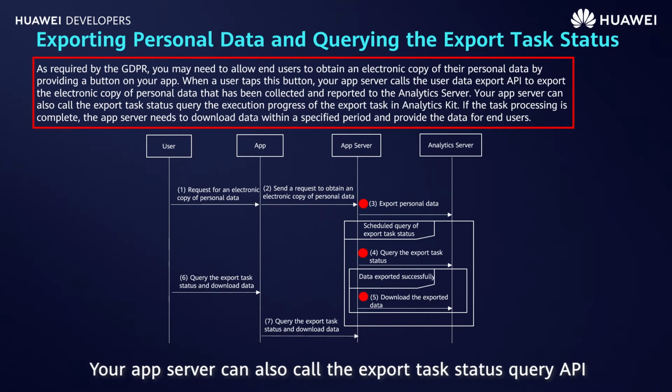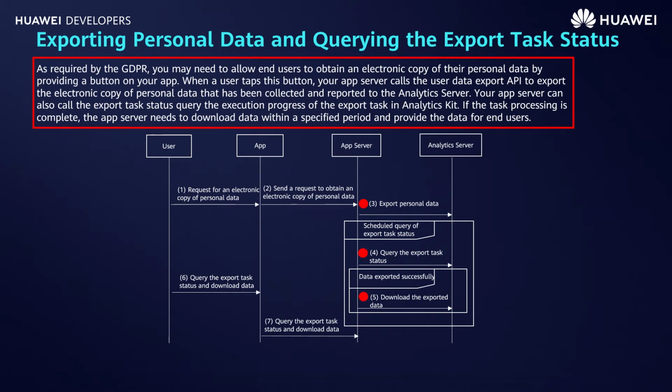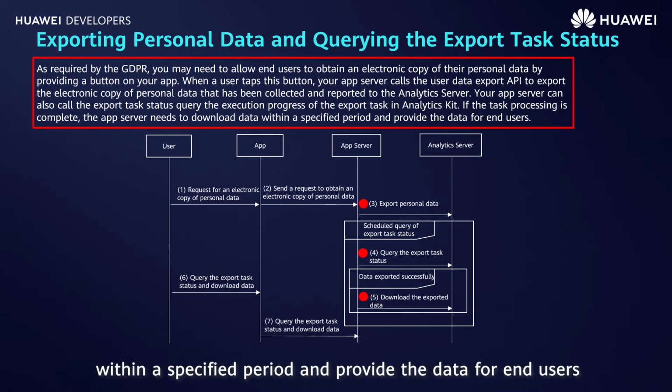Your app server can also call the export task status query API to query the execution progress of the export task in Analytics Kit. Once the task is complete, the app server can download data within a specified period and provide the data for end users.